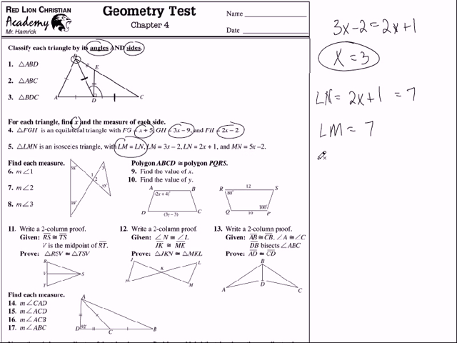Now, we do have to do a little math to find MN. Not that big of a deal. 5 times what? 3, right? Because x is 3 minus 2. Yep, 15 minus 2, 13. And there you go. So there's that, and that. So 4 answers for those problems, right? Easy stuff.